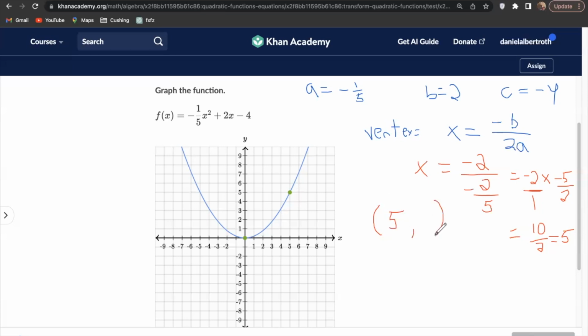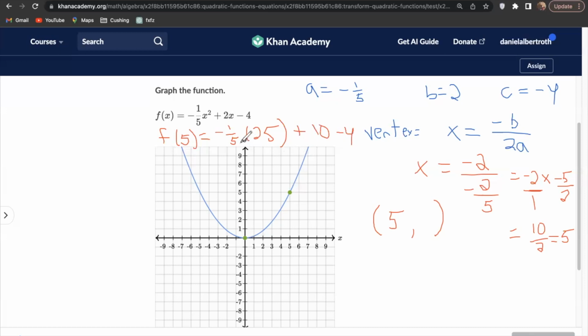I do not know the y value. I would need to plug in that number 5 for x. So I'm going to find f of 5, the value of the function when the input is 5, or when x is 5. To do that, it's going to be -1/5 times 5 squared. 5 squared is 25. So it's going to be -1/5 times 25 plus 2 times 5, which is 10, minus 4.